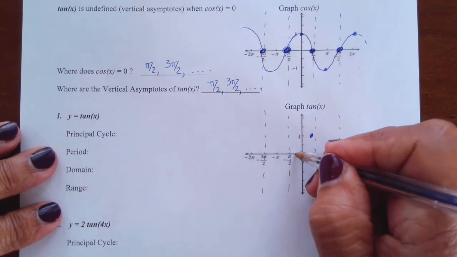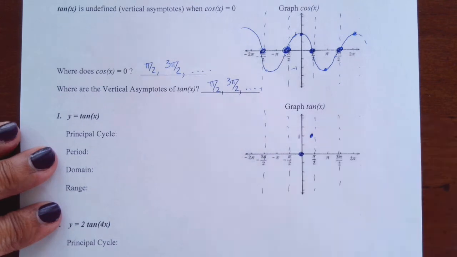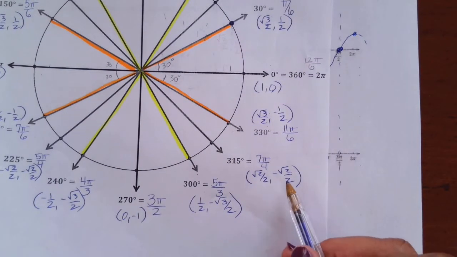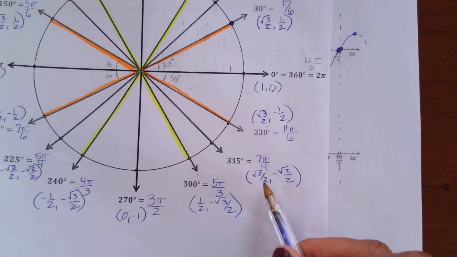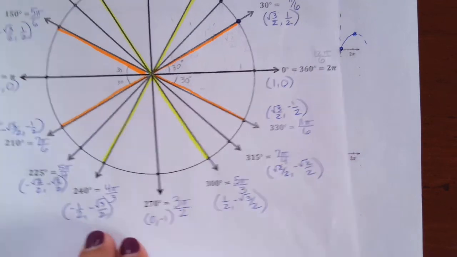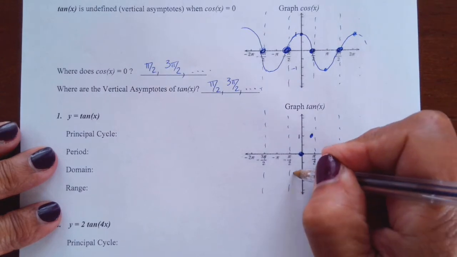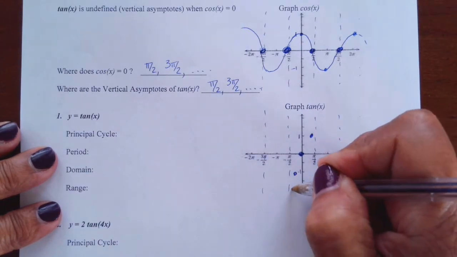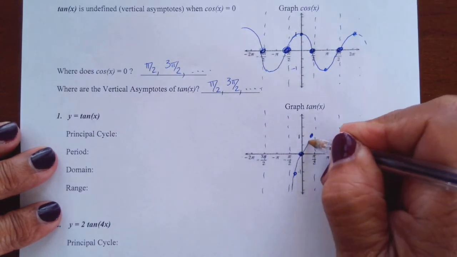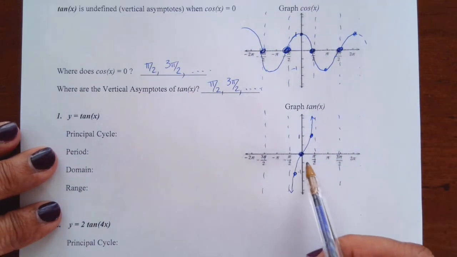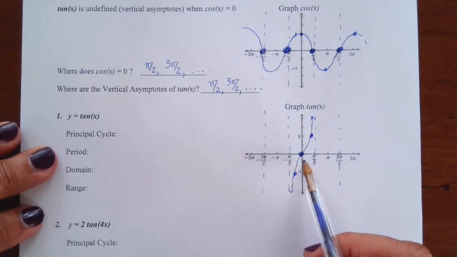And then let's look at negative pi over 4. Negative pi over 4 would be here. And the tangent would be sine divided by cosine. So -1, because you got the same number, but one is negative. Okay, so here's -1. All right, so there is the graph. Looks like that. Kind of curves a little bit. In between that first principal cycle, okay?